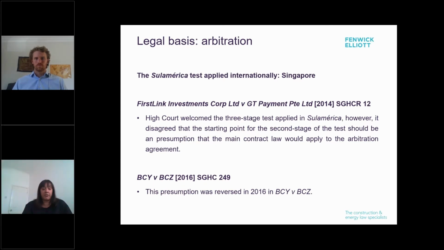This presumption, however, was reversed in 2016 in BCY v BCZ. The High Court there confirmed that the correct position under Singapore law is to apply the three-stage test in SulAmerica, in respect of which it emphasized that the governing law of the main contract is a strong indicator of the governing law of the arbitration agreement, unless there are indications to the contrary. The court therefore held that the applicable law of the arbitration agreement was that of the governing law of the contract and not of the arbitration seat.